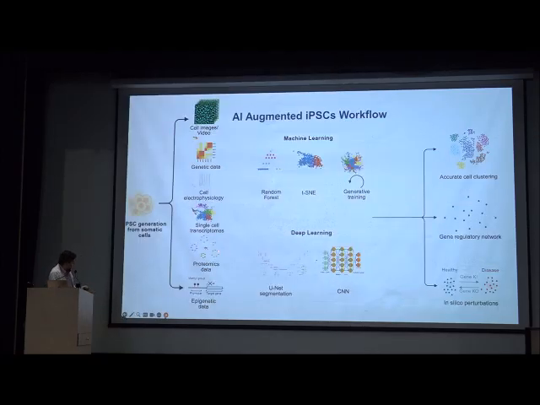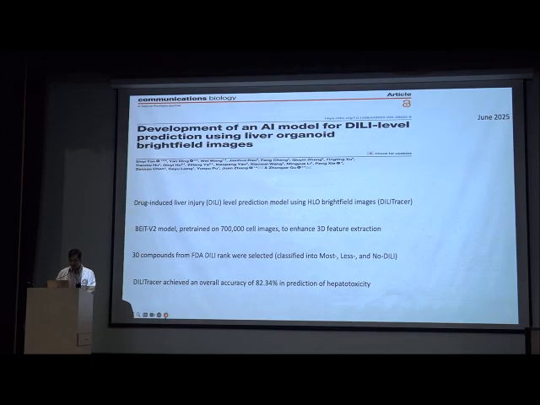So when you use an AI model, these are some of the other models that can be used for cell structuring with a gene regulatory network, using all this paradigm. So this is a very interesting paper which was just published, and they looked at an AI model and they wanted to predict DILI using a liver organoid. And how did they do that? They used a bright field image.